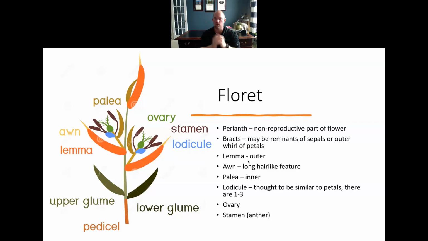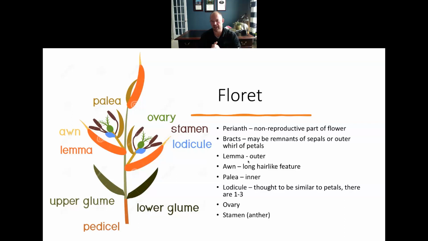So as they open, they reveal inside the lodicule, which is similar to petals. There's usually 1 to 3 of them in there. So again, this is actually a very complex flower if you think about it. And then you have the ovary, okay, which would be what gives rise to the seed. Again, this ovary is what makes this an actual angiosperm. So inside this protective structure is where the seed is actually going to sit. And then you have the stamen, or anther, and the stamen actually has the pollen.